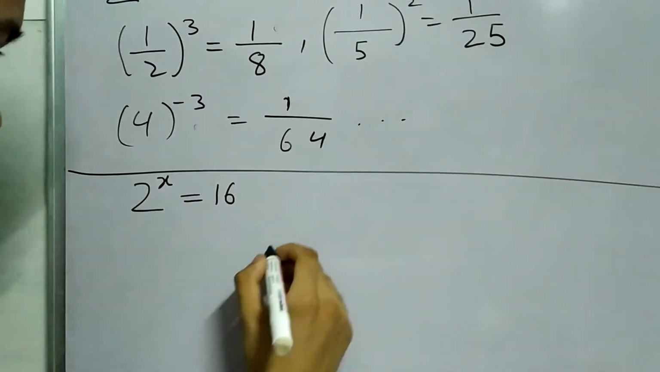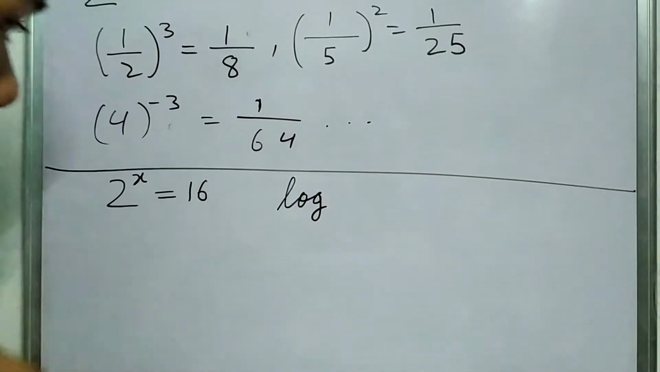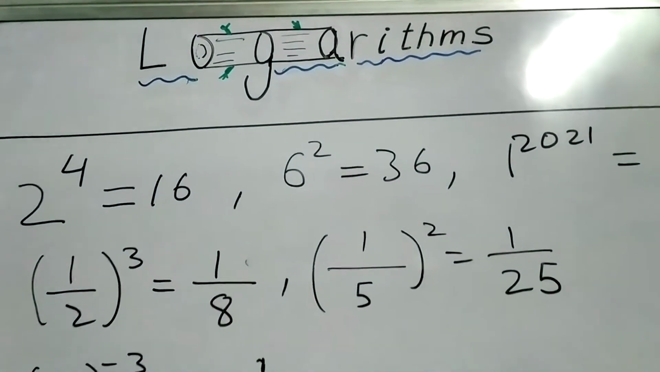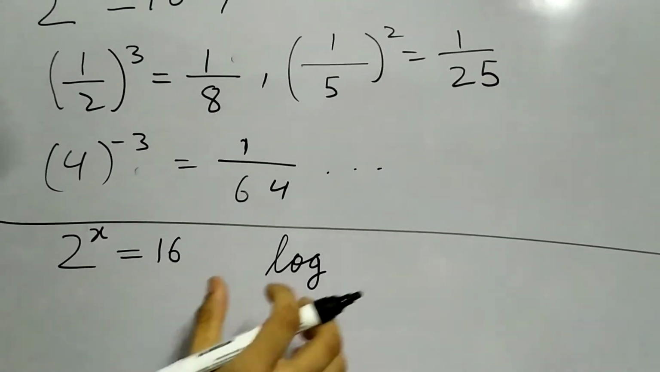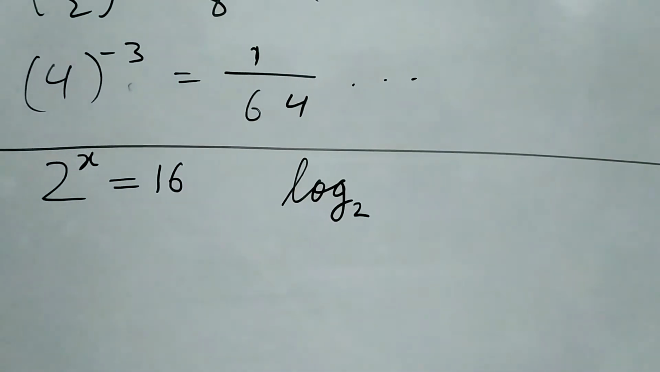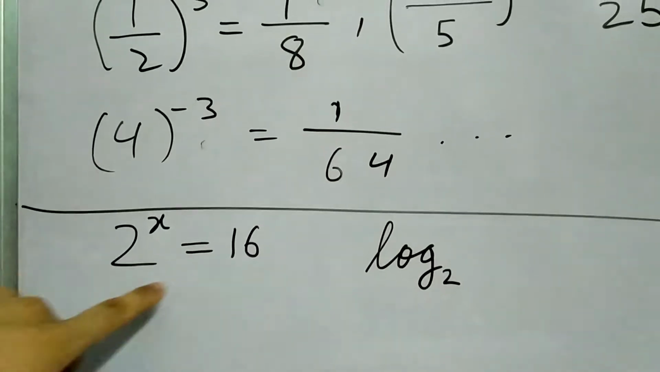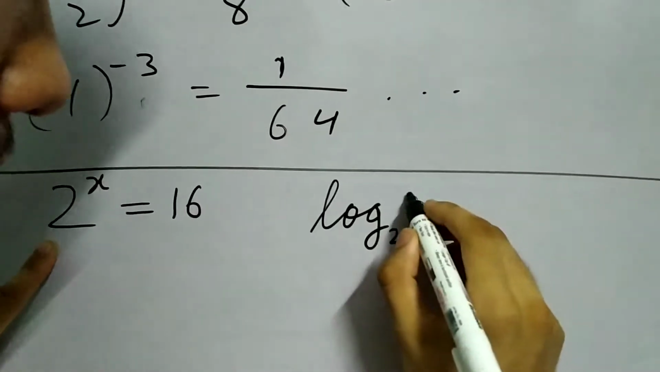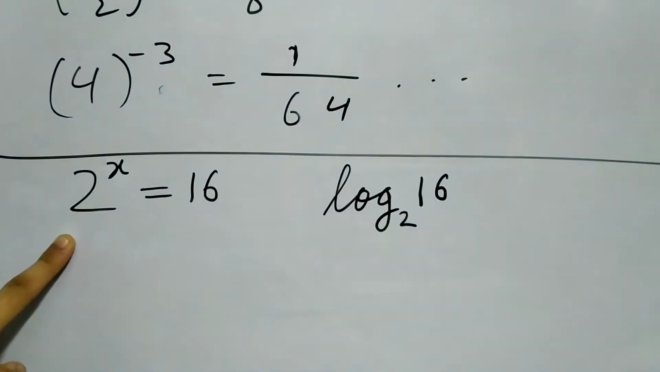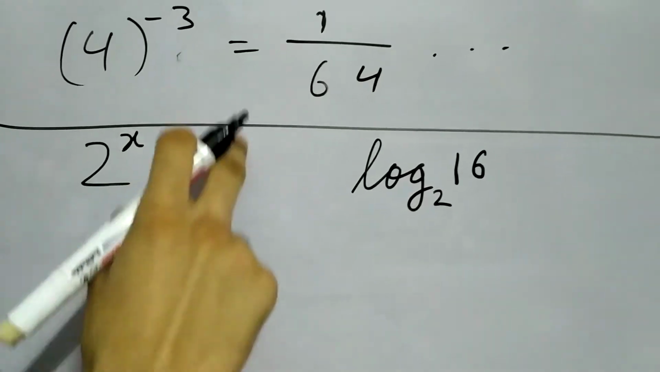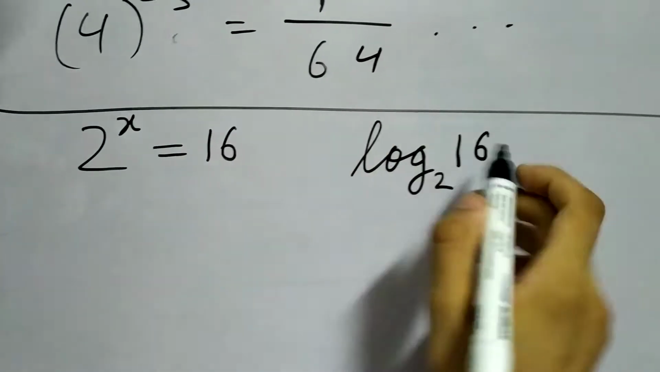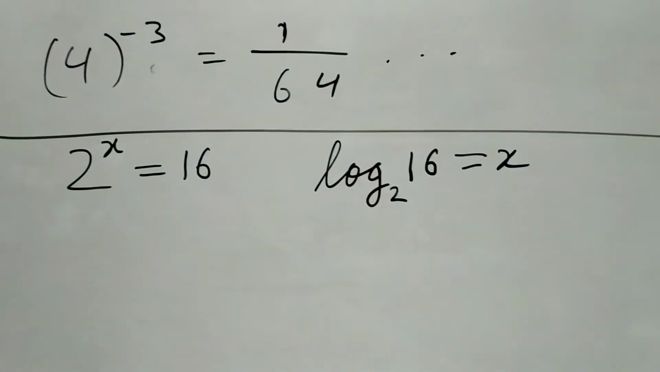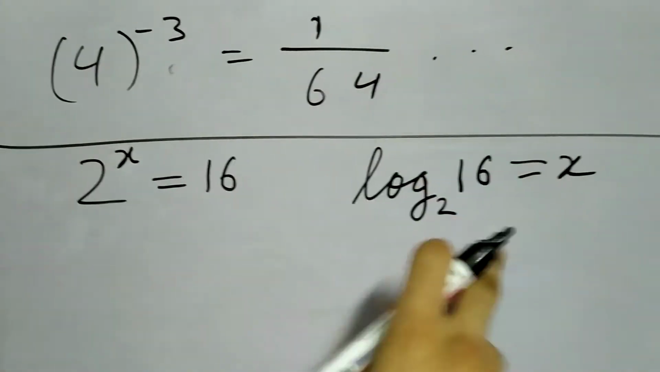We say log. That's the whole concept of logarithms. Log is the short form for logarithm. That's what we are studying today. Log base 2. The base in this equation is 2 in 2 to the power x. So this is the base. So log base 2 of 16 is x. Both of them are equivalent. They are completely the same.